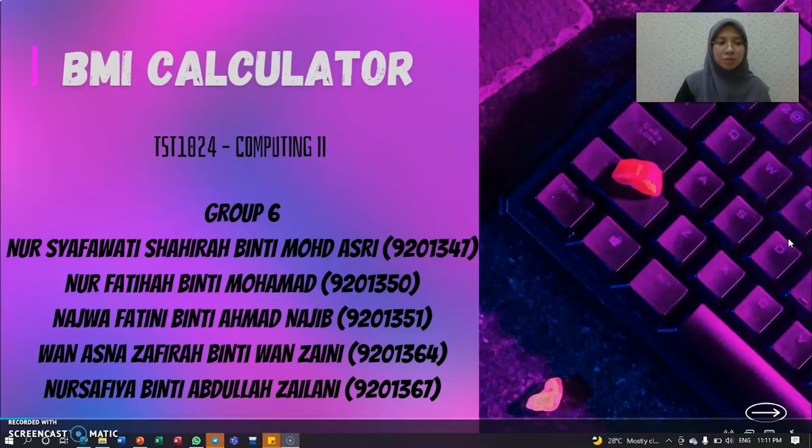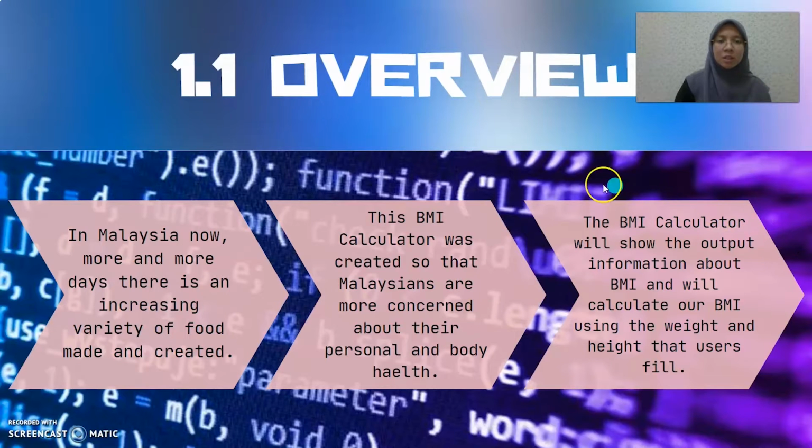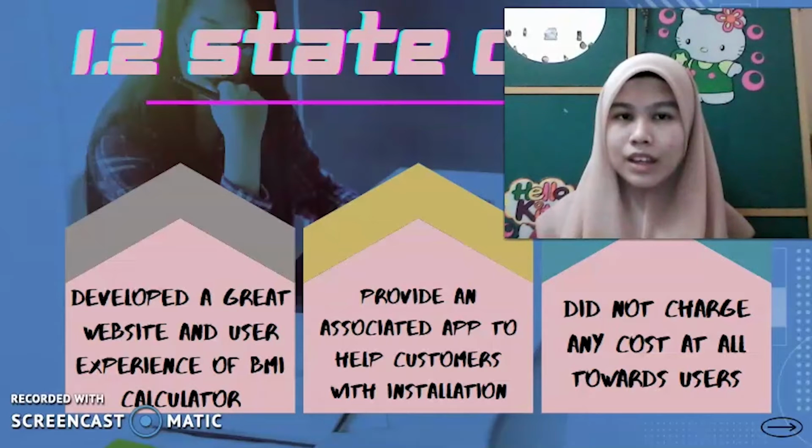Okay, we continue for the first section. The first one is overview. In Malaysia now, more and more days, there is an increasing variety of food made and created. It makes people love to eat and makes many people gain weight if they do not exercise. This BMI calculator was created so that Malaysians are more concerned about their personal and body health. The BMI calculator will show the output information about BMI and will calculate our BMI using the weight and height that users feel. Next slide, 1.2 State of Art.